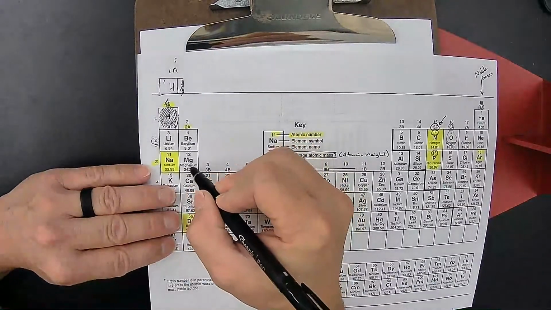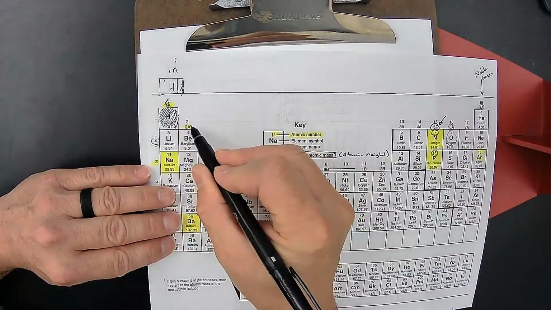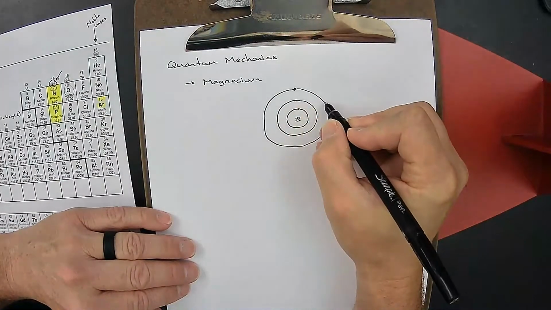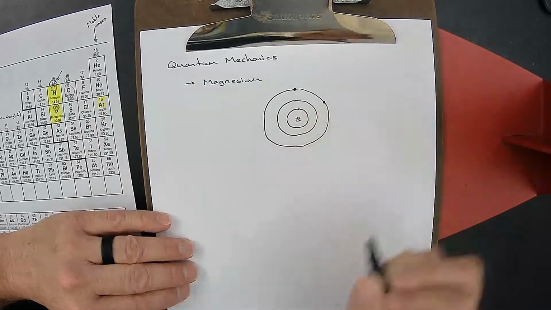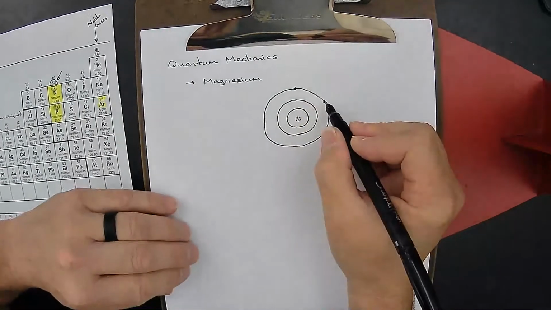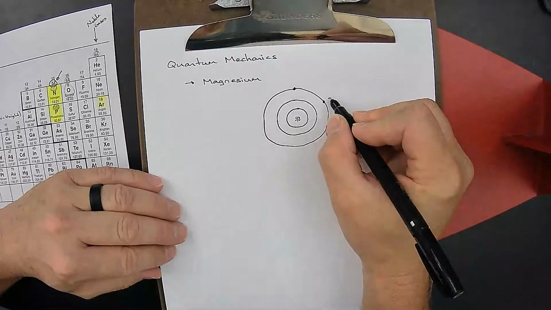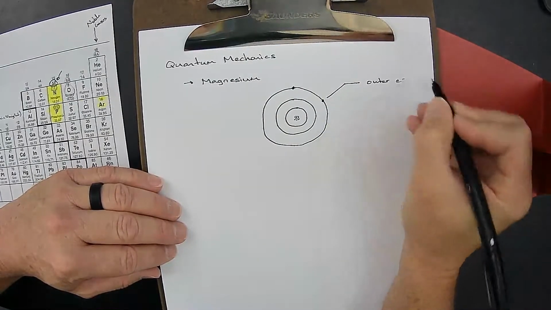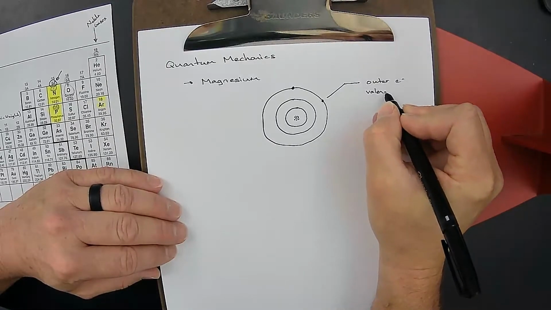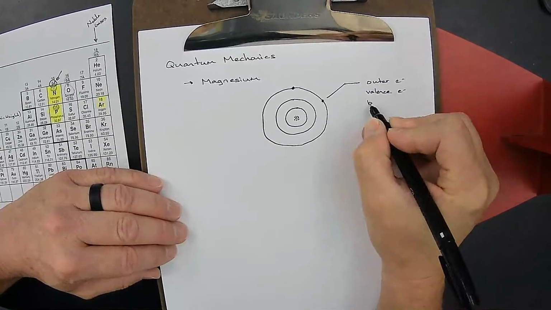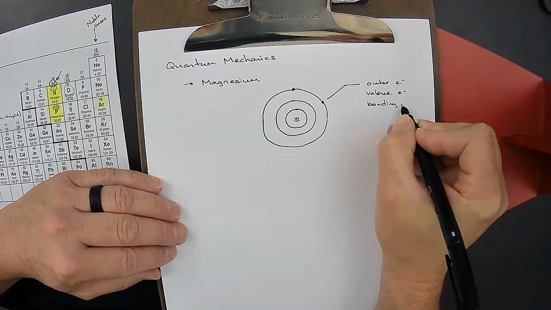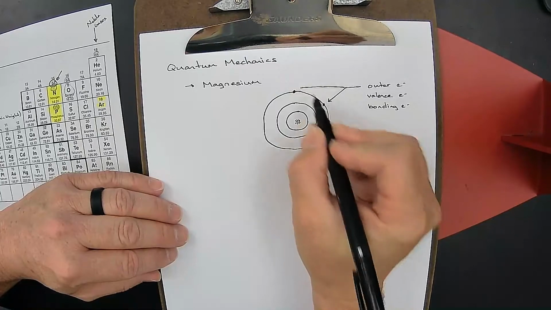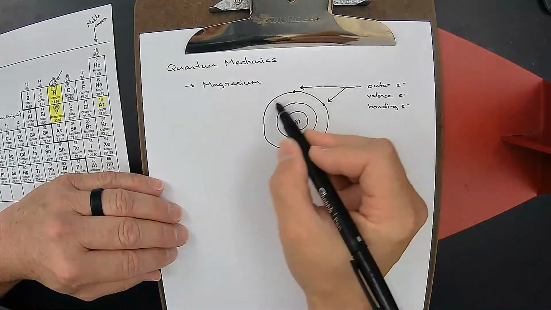Then, when we go to magnesium and we find that it's in column 2A, the 2A refers to the fact that on the outside part of the atom, there are 2 what we call valence electrons, or outer electrons, or bonding electrons.